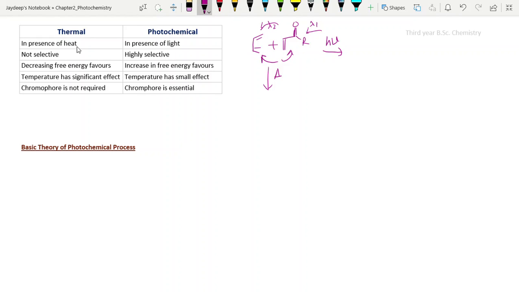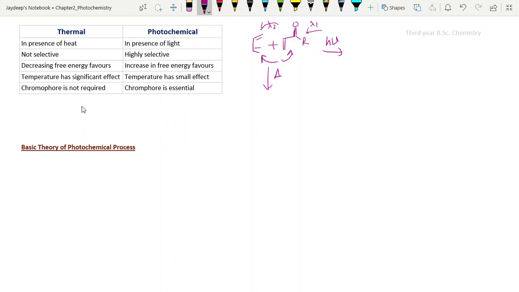Now the next point: in case of thermal reactions, the decrease in free energy always favors. That means delta G is always negative, while in photochemical reactions, an increase in free energy can be favored. Delta G is sometimes negative, sometimes maybe positive. As thermal reactions happen in the presence of heat, temperature plays a very significant role in thermal reactions, while in photochemical reactions temperature has a small effect.